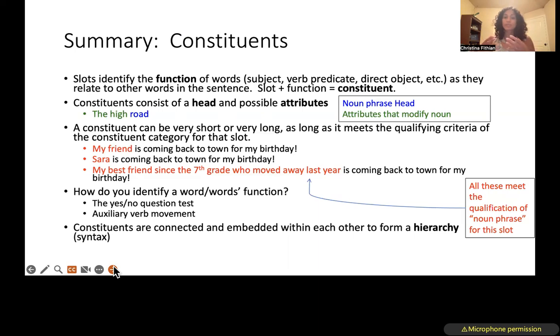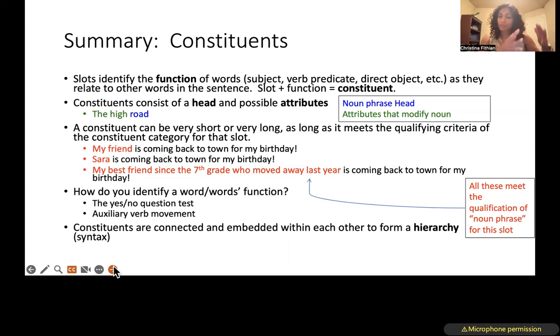Now, constituents consist of a head, which is the most important word of the phrase, and then maybe one or more attributes, or maybe none. Those are things that modify the head in various ways. It doesn't necessarily need to be a noun. It could be a verb phrase head, or adjective phrase head, or something like that. A constituent can be very, very long, or it can be very, very short, as long as it meets the qualifying criteria of a constituent category for that slot.